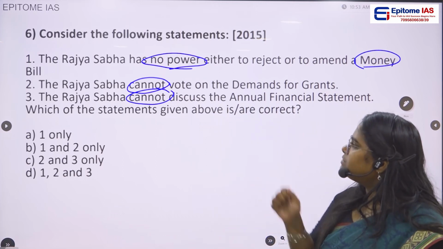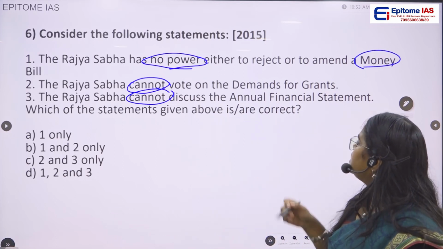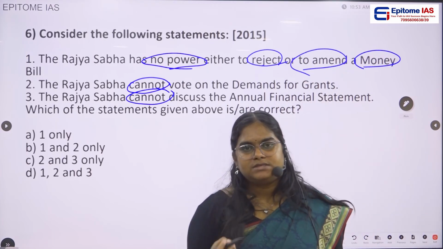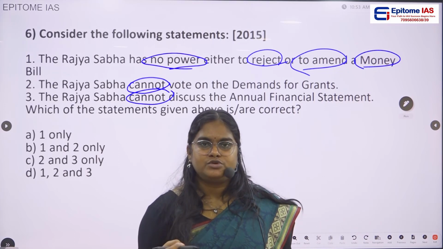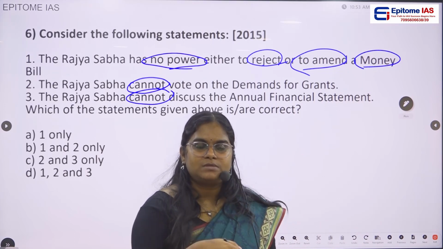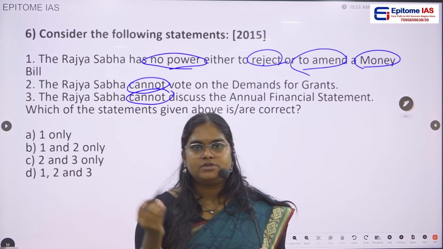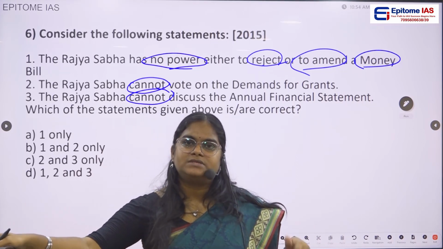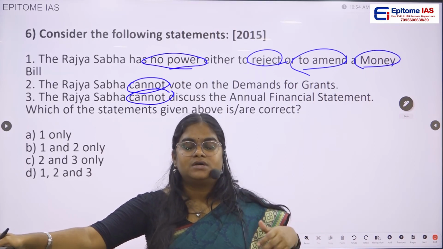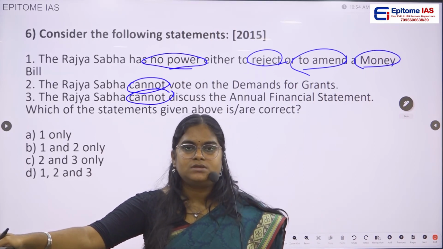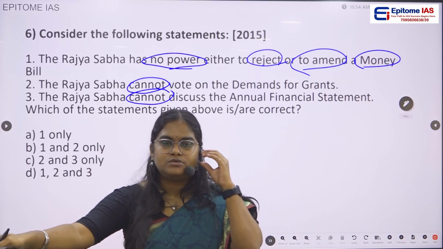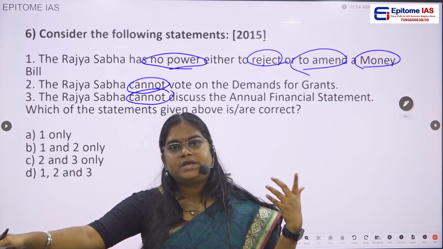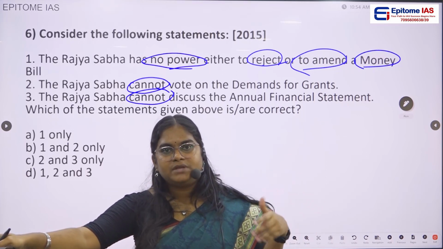If you see here, the first statement says the Rajya Sabha has no power either to reject or to amend the money bill. Yes, this is true. The Rajya Sabha does not have the power to amend the money bill or to reject the money bill. When we read about the money bill, we saw that the money bill can only be introduced in the Lok Sabha. That is a special power given to Lok Sabha. And once the money bill has been passed in the Lok Sabha and transmitted to the Rajya Sabha, the Rajya Sabha does not have the power to reject or amend the money bill.